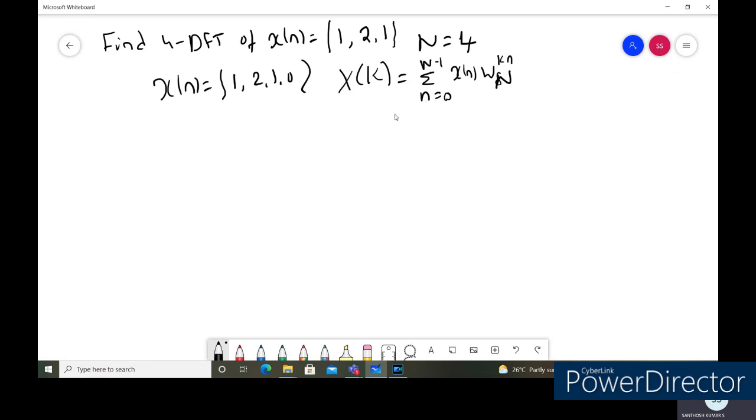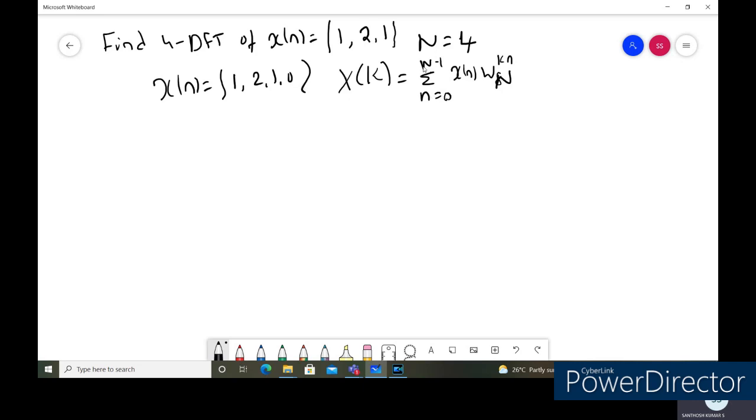Let us find out the problem: find the 4-point DFT of x of n equal to 1, 2, 1. The 4-point DFT means the value of capital N is equal to 4, which we need to consider. So we need to find the length of the sequence. Here the length of the sequence is 3, but we need to find the 4-point DFT. So if the length is not equal to the value of N, we can pad 0 at the end of the sequence. Let us write the generalized formula for finding the DFT.